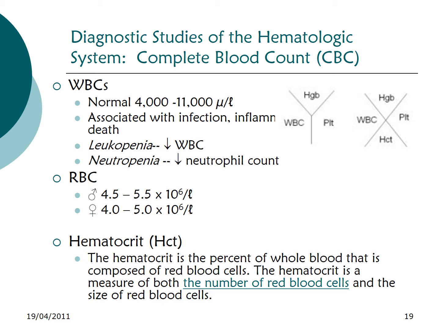And then your red cells tell you the normal level. Hematocrit is the percentage of whole blood that is composed of red blood cells. The hematocrit is measured in both the number of the red cells and the size of the red cells. So some of them are macrocytic anemia. We're going to talk about that. Okay? Next slide.